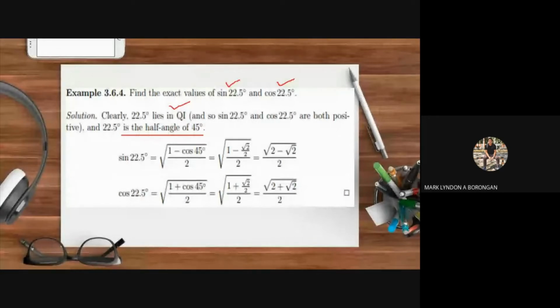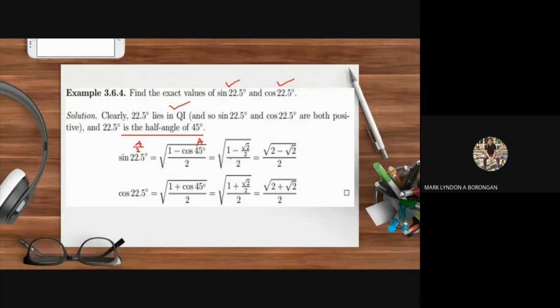Since 22.5 is the half angle, it is the a over 2, guys. Here, a is 45, so a over 2 is 22.5, which is half of 45. So 1 minus cosine of 45, over 2, you'll get the square root of 1 minus the square root of 2 over 2, divided by 2.